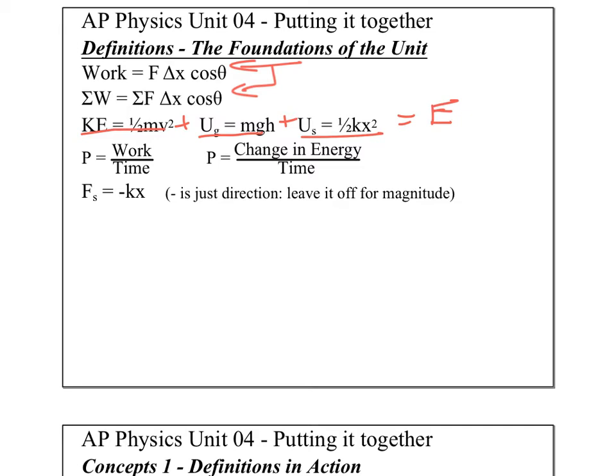So if we add all three of those things together, that is what we call our total mechanical energy, or capital E. So kinetic energy is 1/2 mv squared. Anytime you have motion, you have kinetic energy. Kinetic literally means motion.